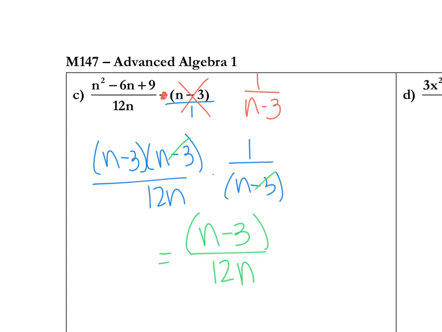Okay? So with multiplying, just go ahead and factor and then start simplifying. With division, you have to switch and flip first. Then you can go ahead and factor and you can start simplifying.